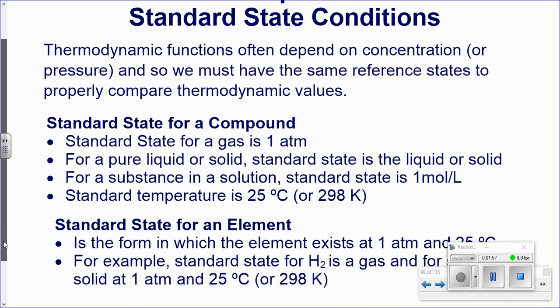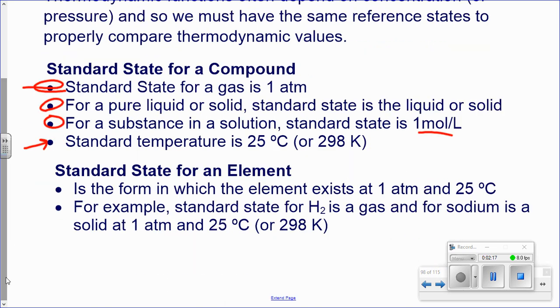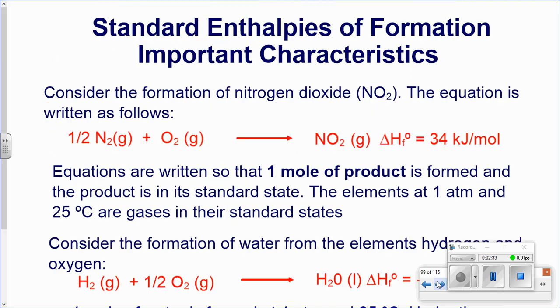I believe this slide kind of doubles up on what I just talked about, but don't forget the standard states for a compound is here. The standard state for a compound is 1 atmosphere. We're going to look at the state for a solid or liquid, and again, that's at room temperature, okay? If it's a solution, by the way, look at it, it says 1 mole per liter, okay? No matter what it is, it's always 1 mole per liter. And for an element, again, we're back to 1 atmosphere and 25 degrees Celsius. And here's an example. The standard state for H2 is a gas, for sodium is a solid, and again, 1 atmosphere, 25 degrees Celsius. So again, essentially it's at room temperature, okay?